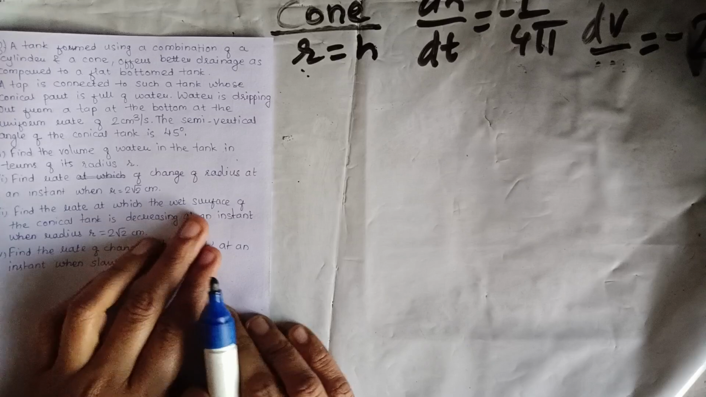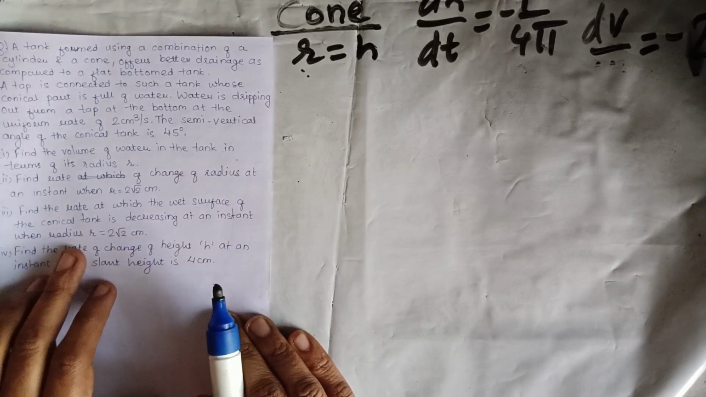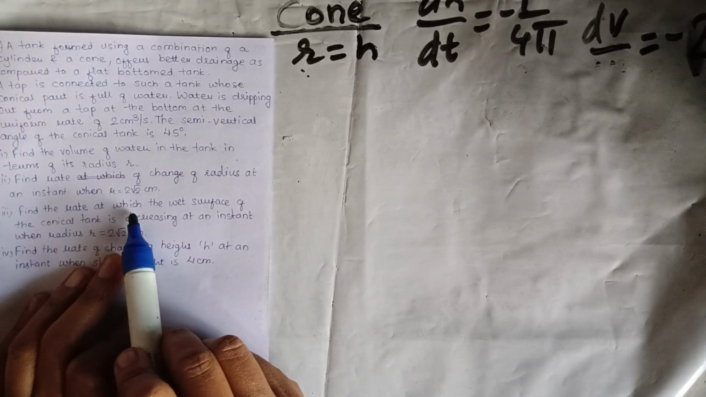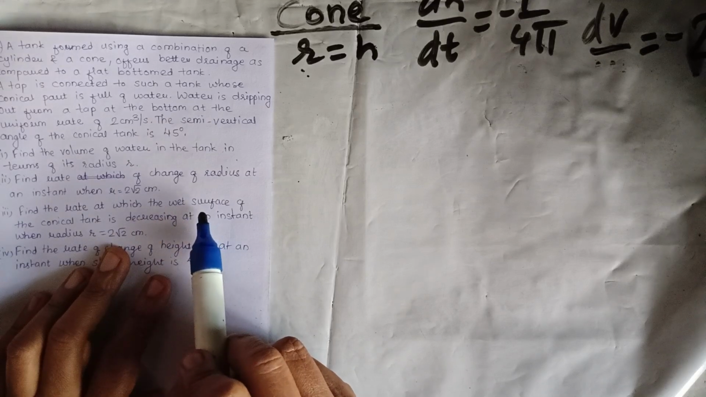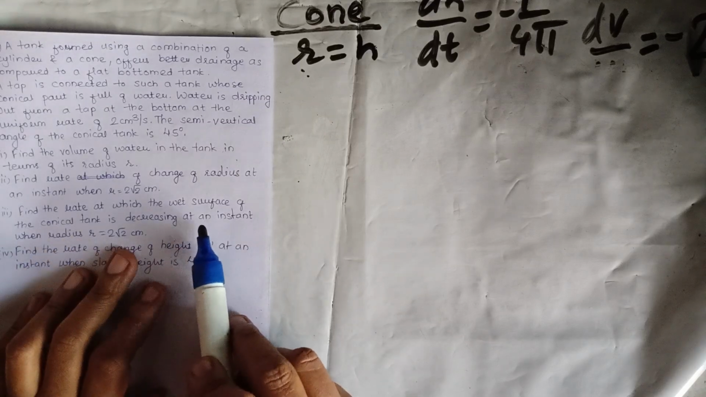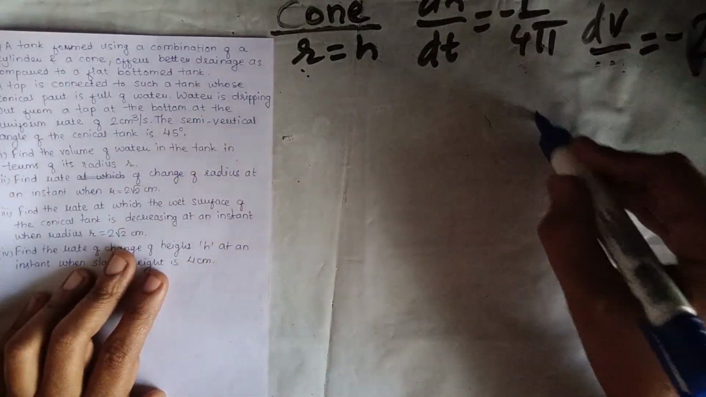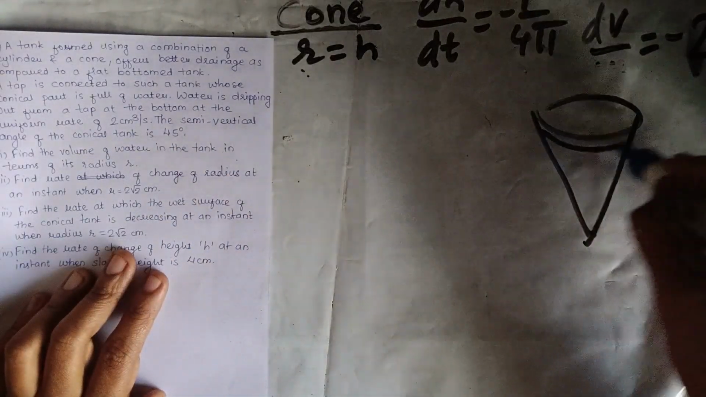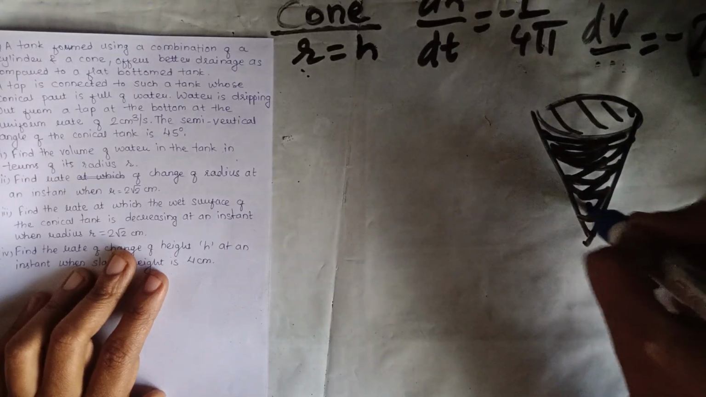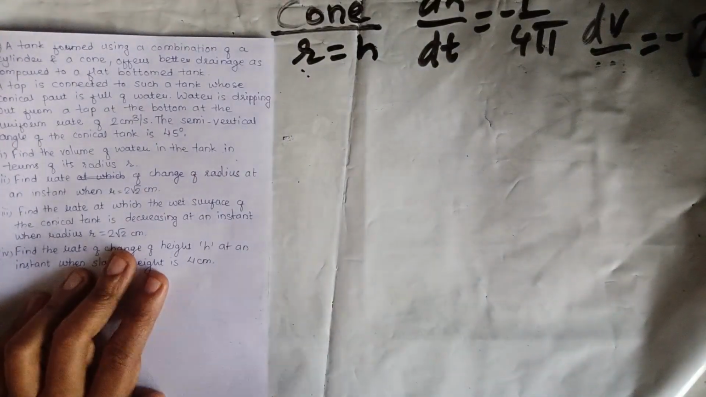Next, find the rate at which the wet surface of the conical tank is decreasing at an instant when radius r is 2 root 2. Now here they have specified wet surface, which means we have to find the decreasing area of that tank, that is the conical part. Okay, so this is in this form, right? So we want only this area, not this one. Wet surface is this, so this becomes our curved surface area. Curved surface area of a cone.